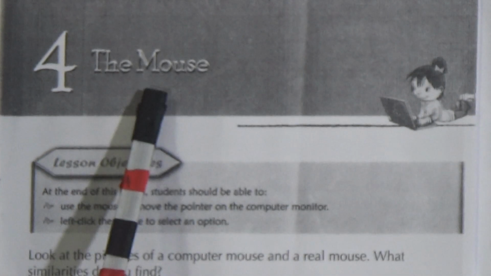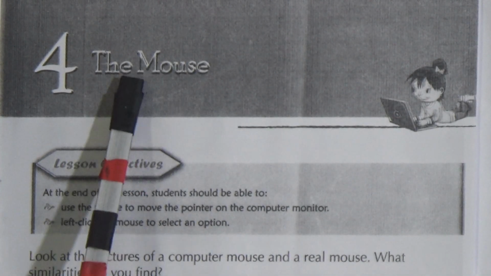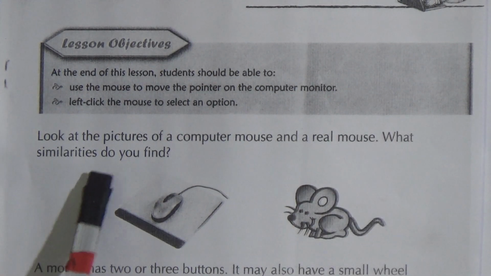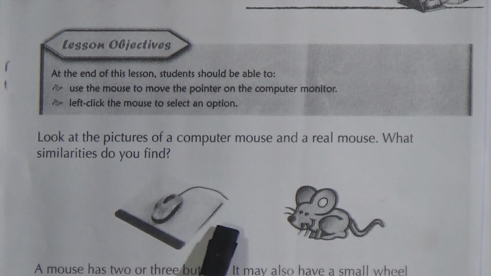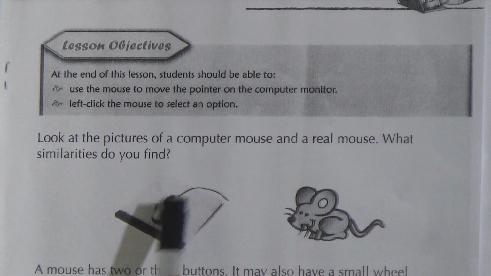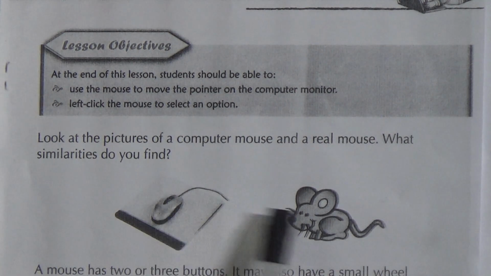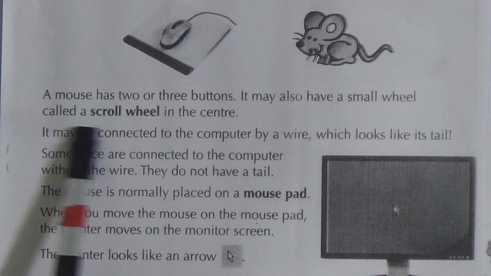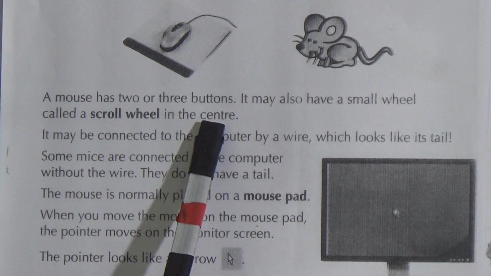The mouse is also called a pointing device. Look at the pictures of a computer mouse and a real mouse. What similarities do you find? A mouse has 2 or 3 buttons. It may also have a small wheel called a scroll wheel in the center.